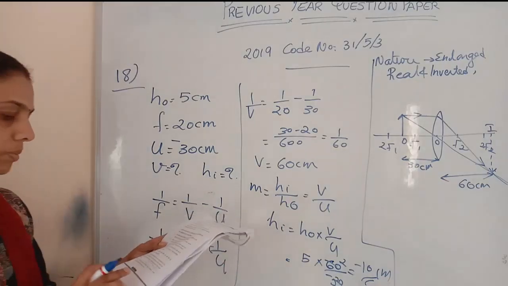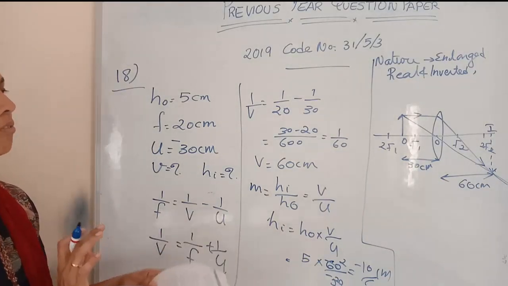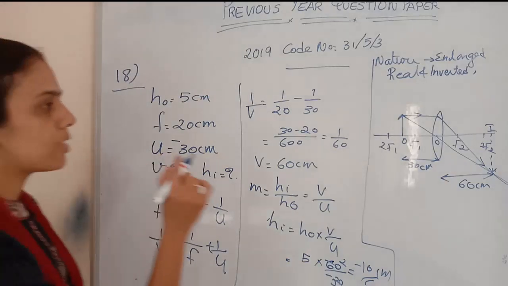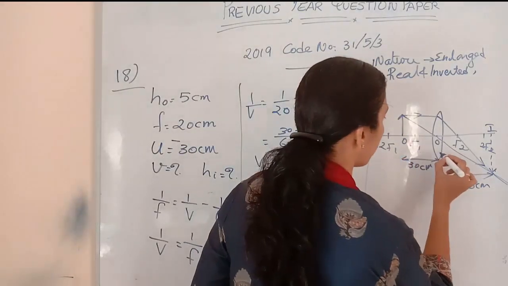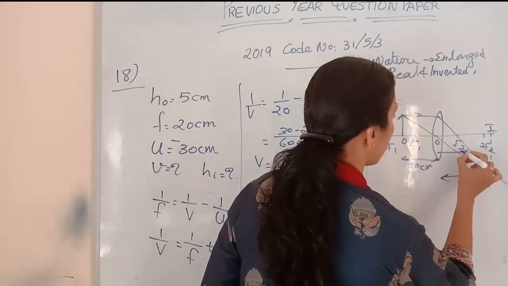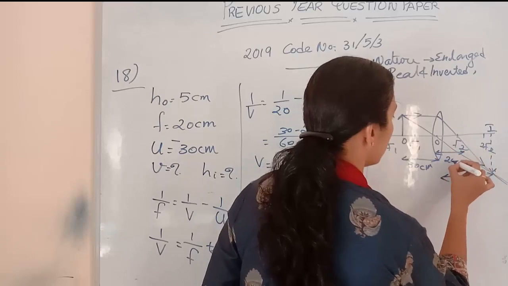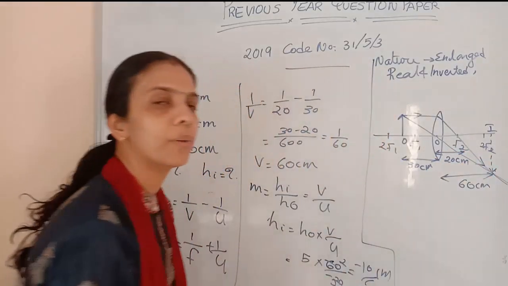Then showing the object distance, image distance and focal length. Focal length, how much is it? 20 centimeter. So here this will be the focal length, 20 centimeter. Okay, this one.